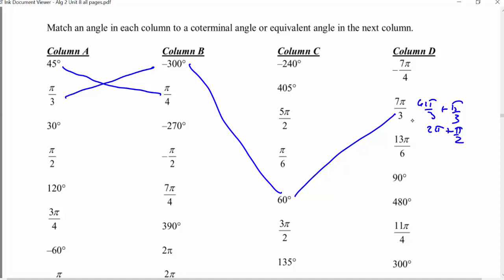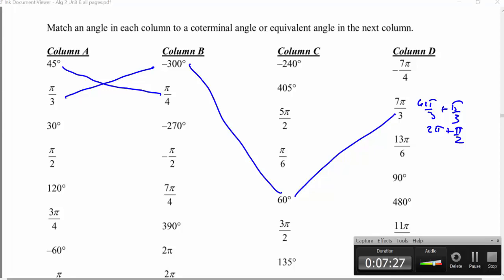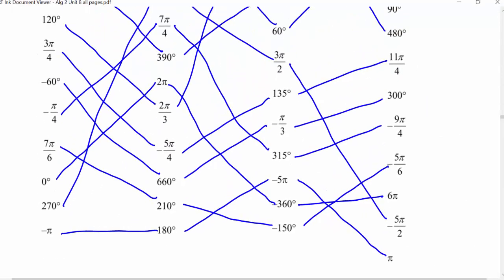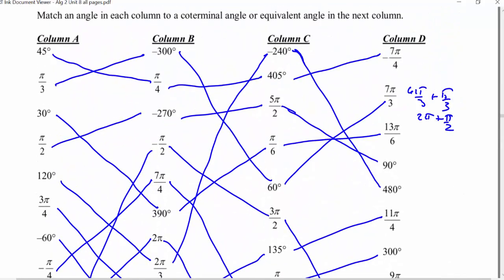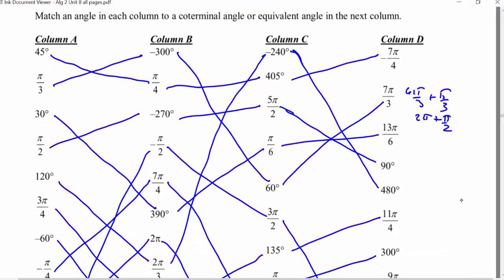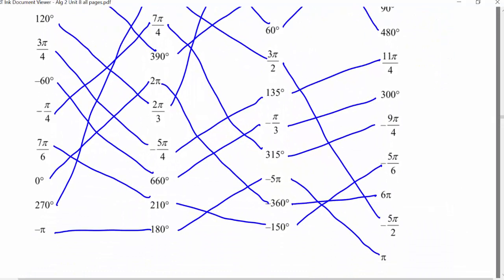So try to play connect the dots, and when you're done, go through and see if you found all the conversions. These are all coterminal angles. You should be able to work your way through them all.